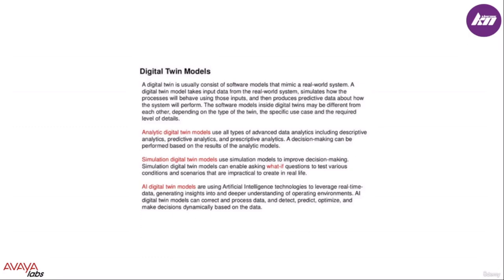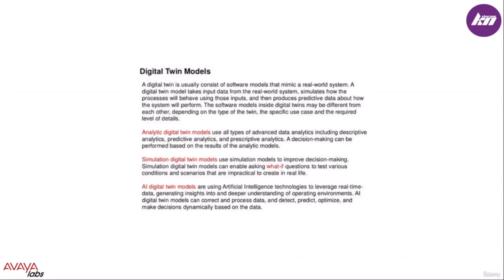So there are three levels of digital twin models. The first one is the analytic digital twin model. It uses all types of advanced data analytics, including descriptive analytics, predictive analytics, and prescriptive analytics, and decision-making can be performed based on the results of the analytics models.